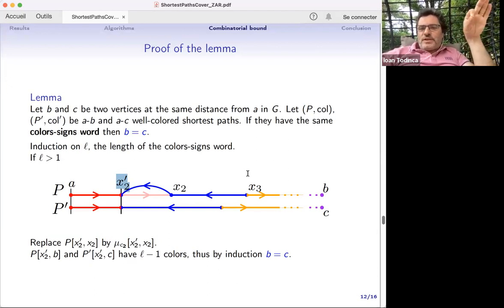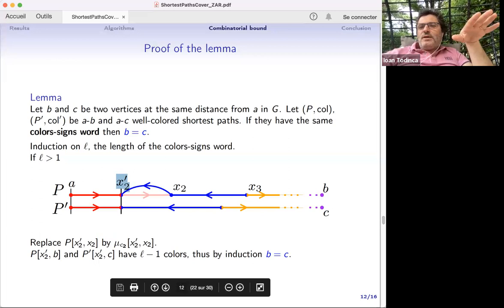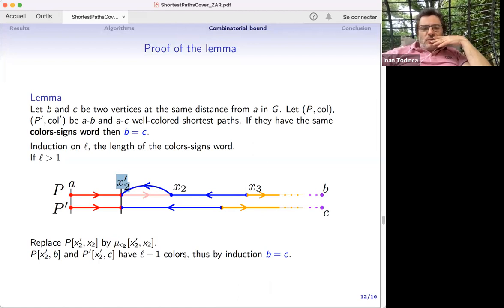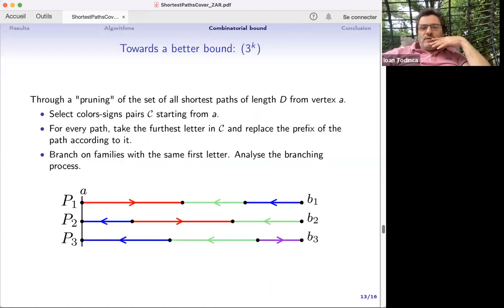If you start from vertex A, the number of vertices at the prescribed distance from A is upper bounded by a function of k. So that's my main combinatorial theorem for edges, and I can make it work. We can make it work for vertices as well, with a bit more technicalities, but it's doable. But at least this is very simple.